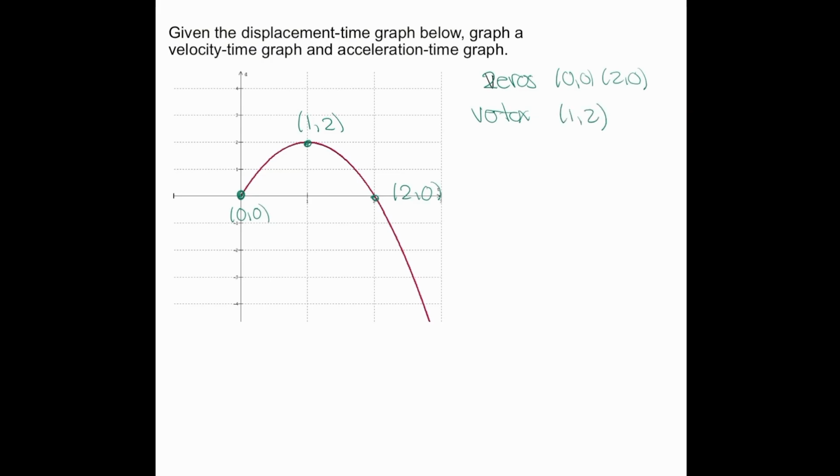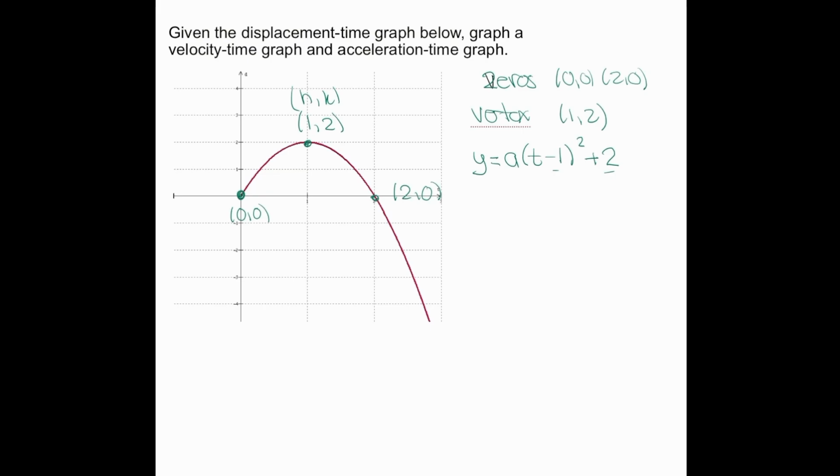Now we can use those zeros and the vertex to get the equation for the parabola. And we'll find this by putting those values into the vertex form of the equation and then finding our a value to fill in that missing piece. So we know that y is going to be equal to some value a times (t minus 1) squared plus 2. So this is my h value and this is my k value from my vertex. There's my h, there's my k value. And I just filled those in.